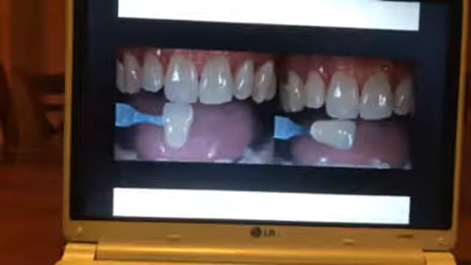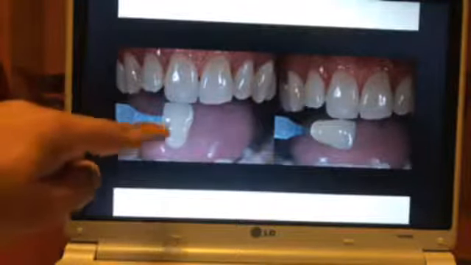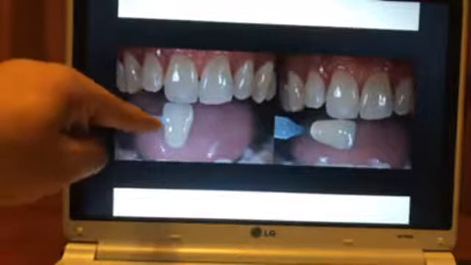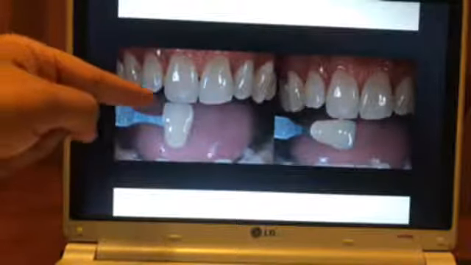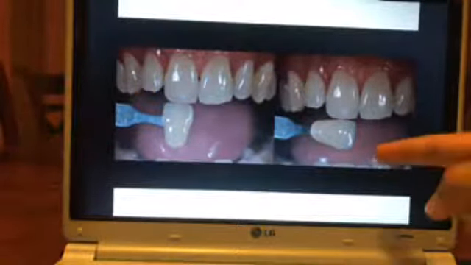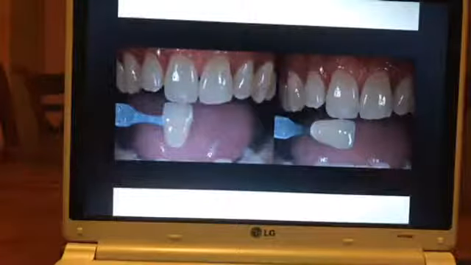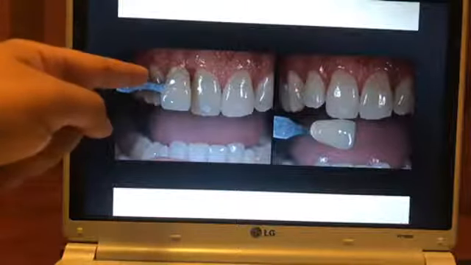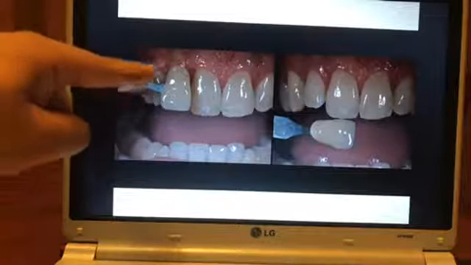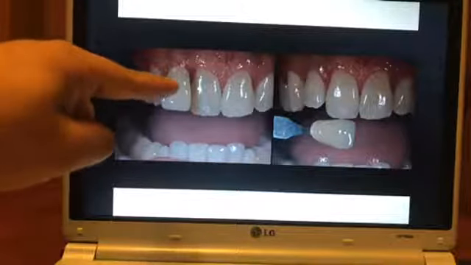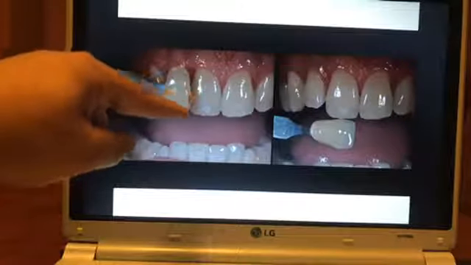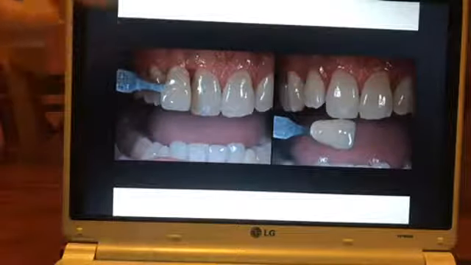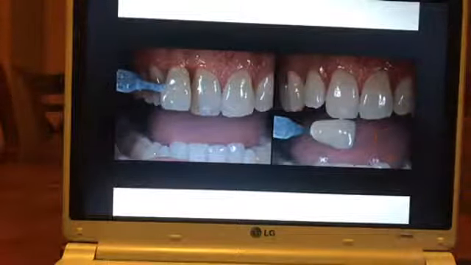If you use the shade tab in a vertical way, but the incisal part is facing the tooth, it will give you a feeling that the shade tab is lighter than the tooth. So you will have a wrong judgment. So always use it in a horizontal way. If you use the shade tab in a vertical way, the shade tab will make a shadow on the tooth that will give you a feeling that the tooth is darker. So do not use it in a vertical way. Use it always in a horizontal way.